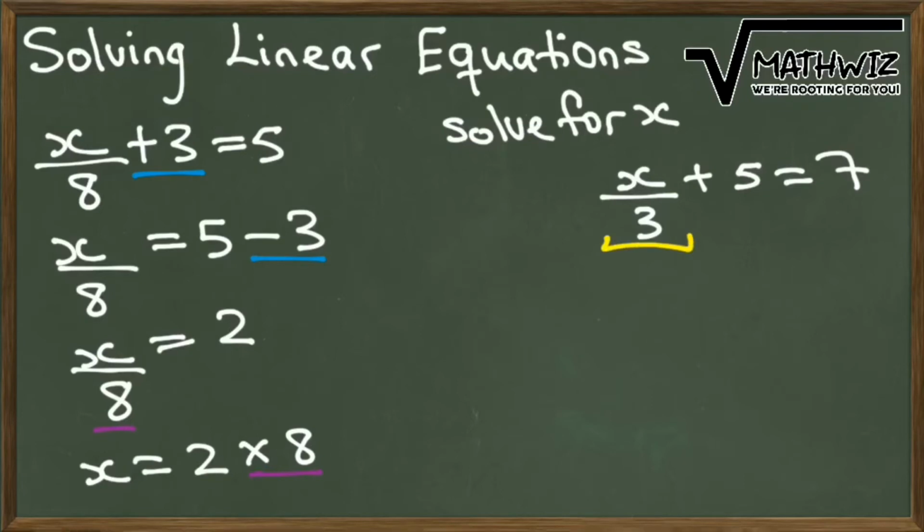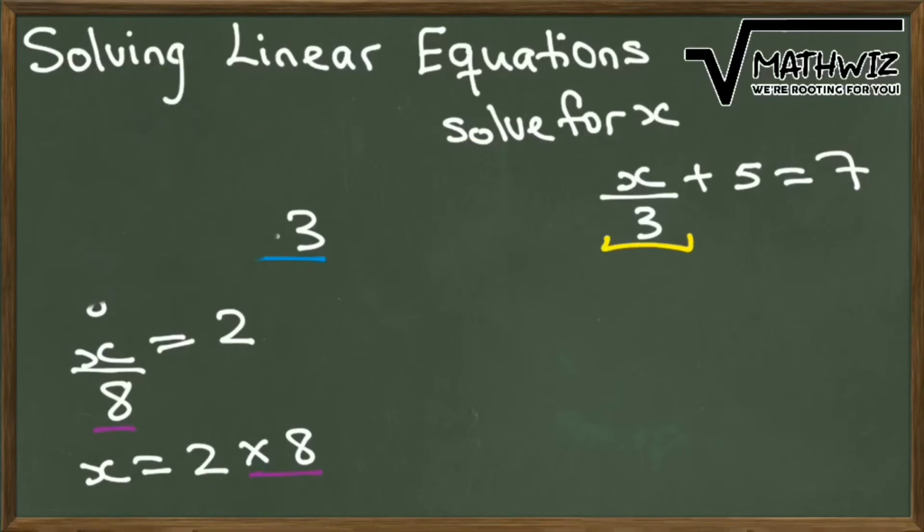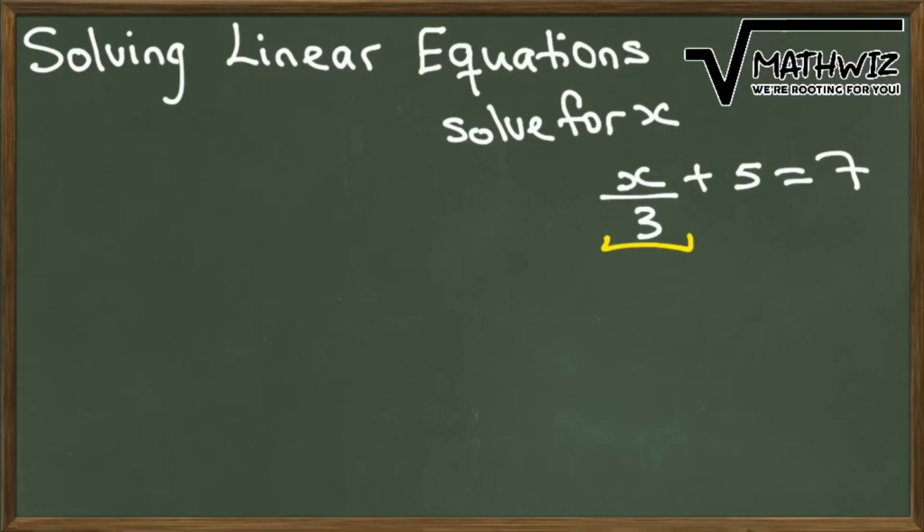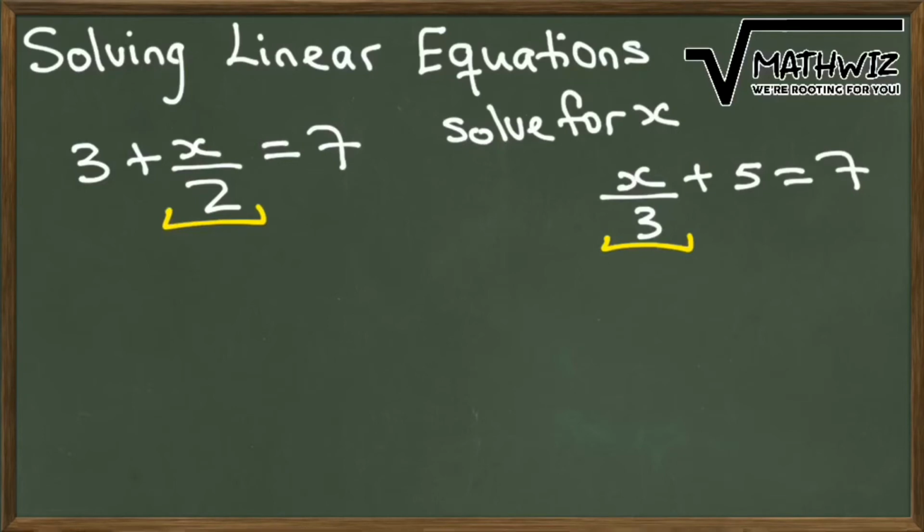For the second example, all right, we are going to go ahead with what if we have 3 plus x over 2 is equal to 7. So again, I'm looking for the x. So this is our second question.